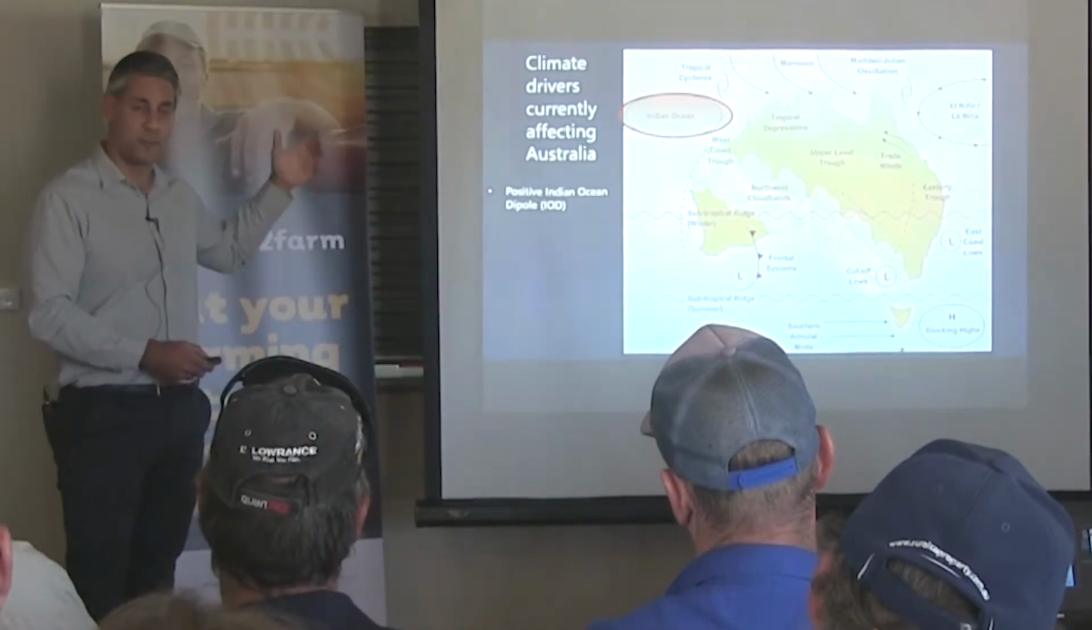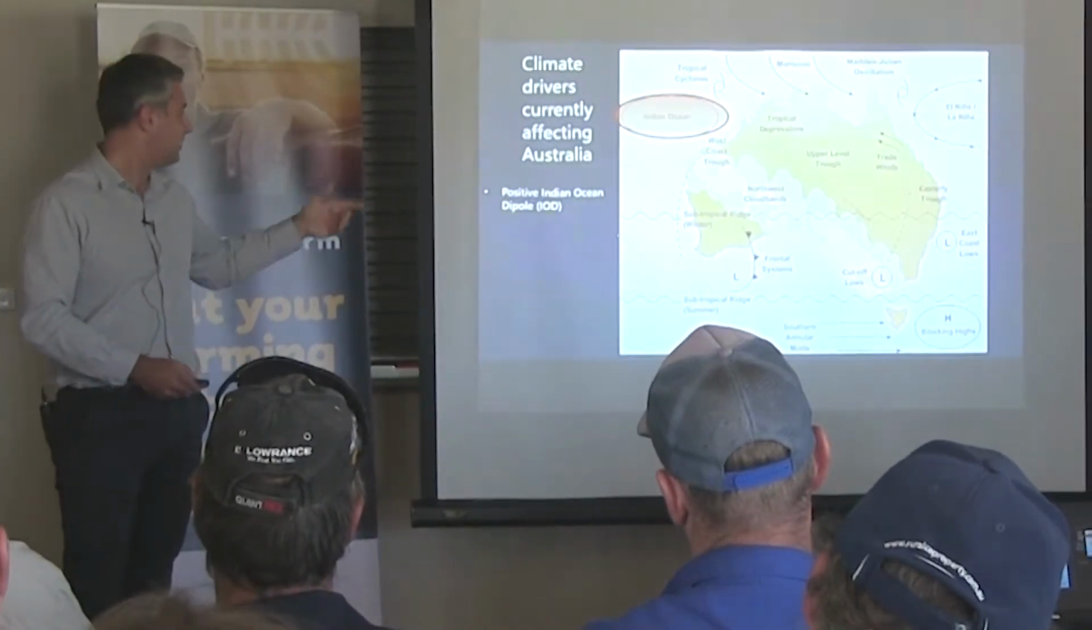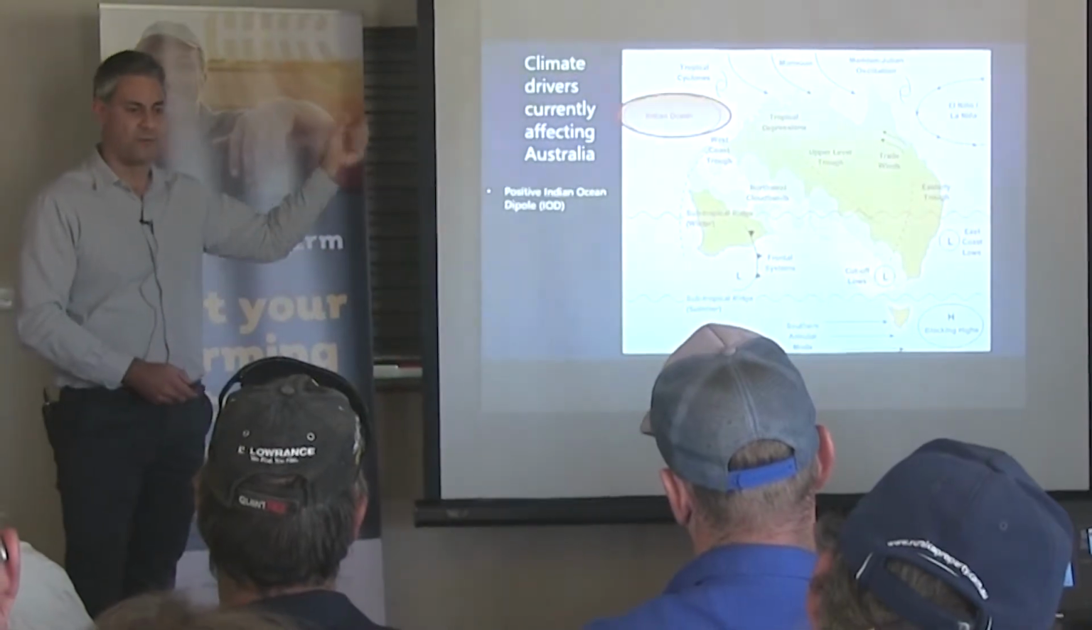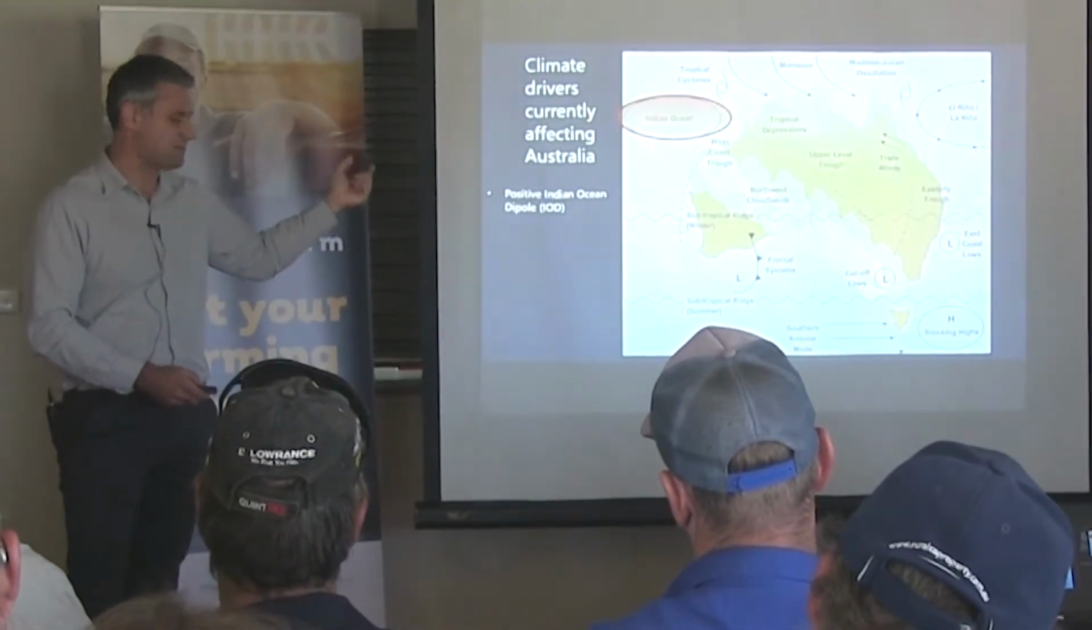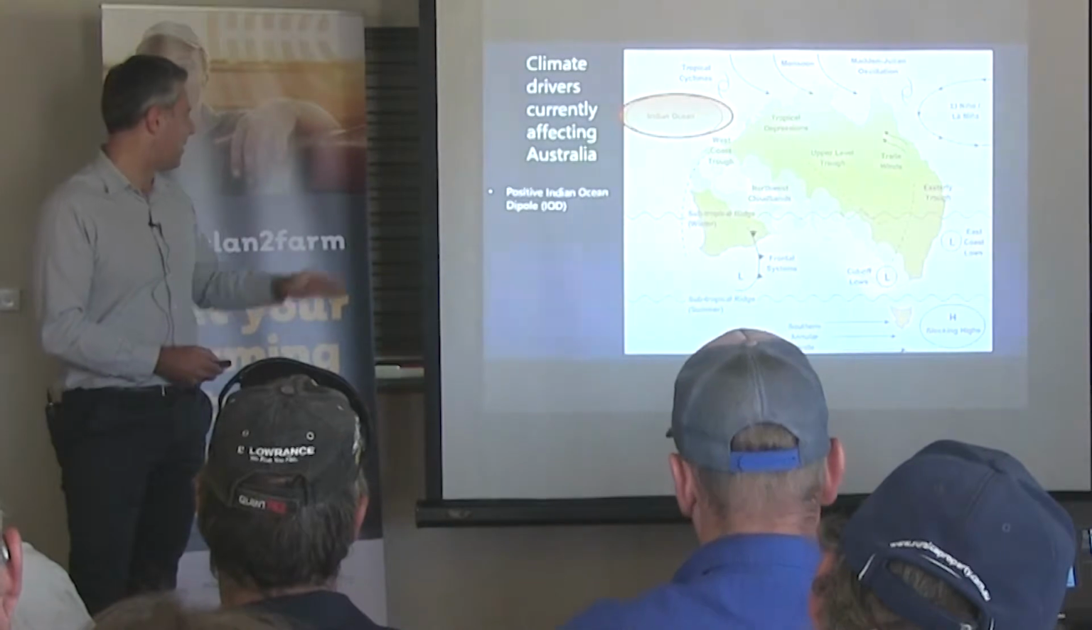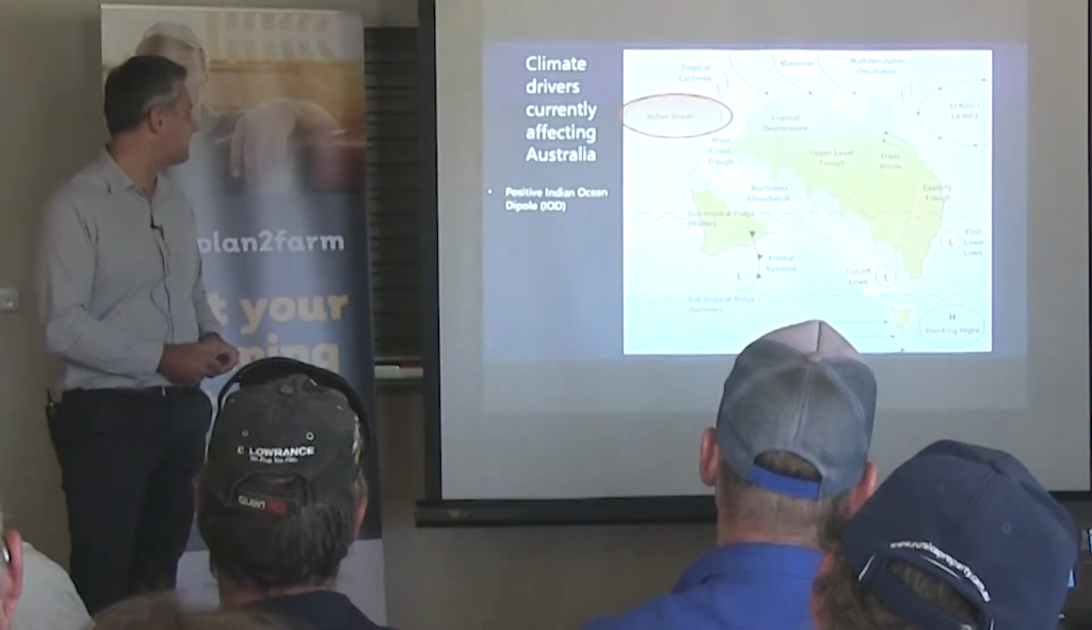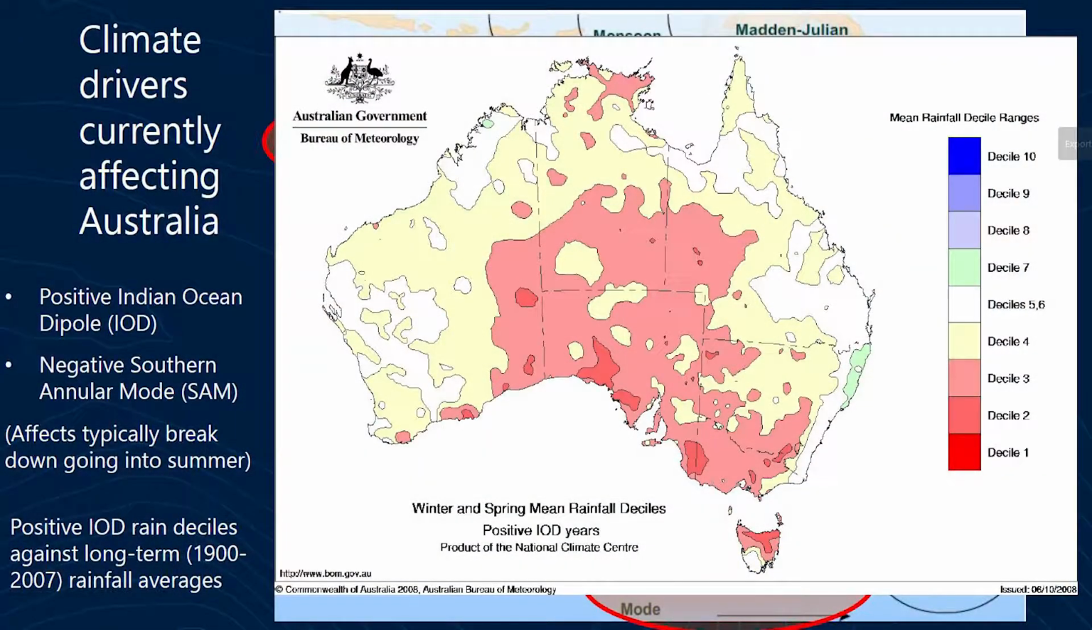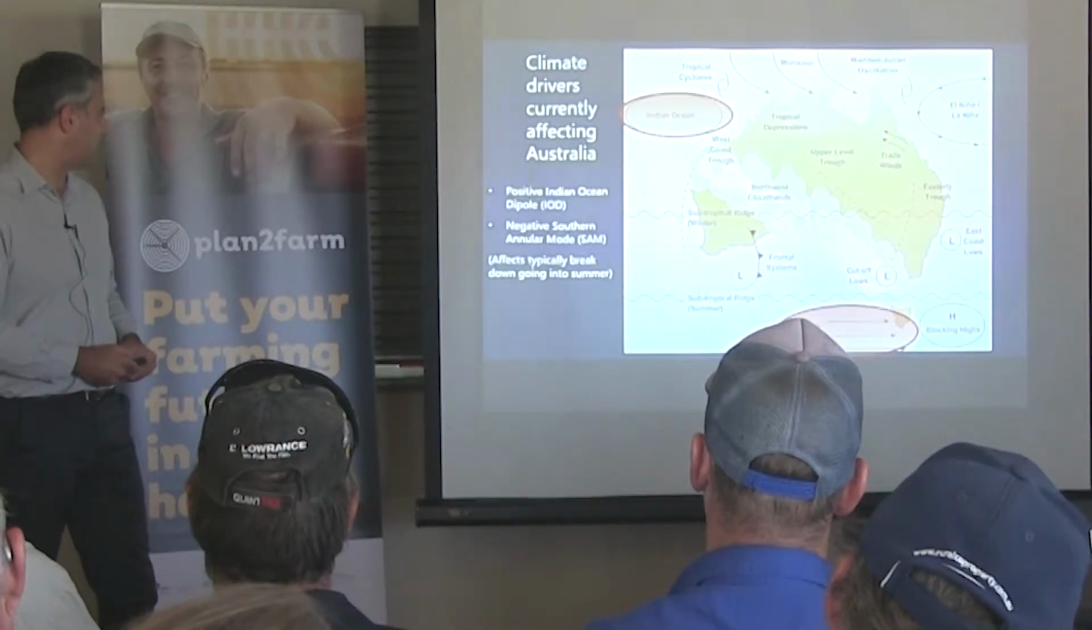So the opposite occurs when there's a negative dipole. You have warmer water and you get more evaporation and you usually get a higher chance of rain delivered through Australia. At the moment we're seeing that as one of the major drivers. There's also the Southern Annular Mode in a bit of a negative phase. But these two things which are affecting the next couple of months, they typically break down going into summer. So we've only got a couple of months of the main impact from them going forward from here.